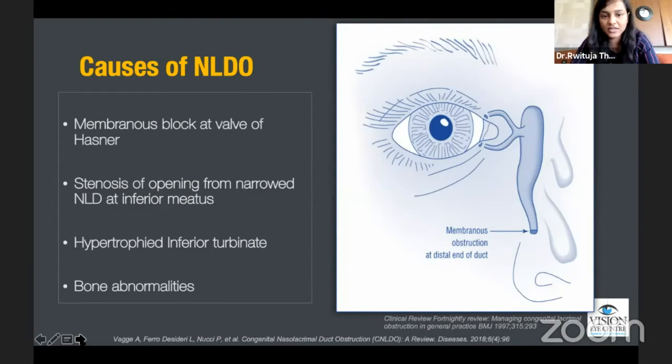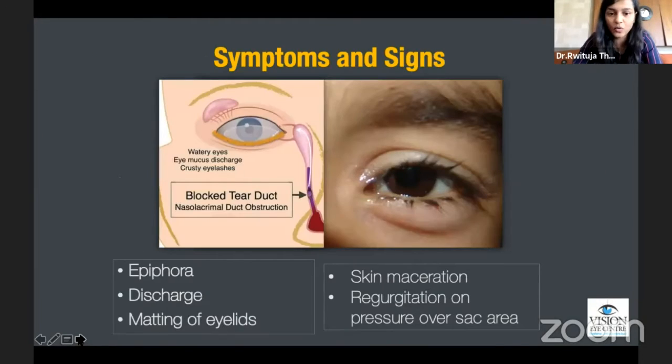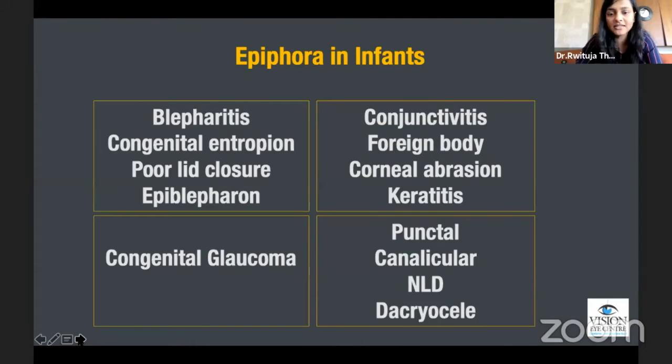So there are various causes of nasolacrimal duct obstruction in children. One is the membranous block at the valve of Hasner, which is the most common, or stenosis from a narrow NLD at the inferior meatus, or a hypertrophied inferior turbinate and bony abnormalities as they grow older. The common symptoms and signs are epiphora, discharge, matting of lashes, skin maceration, and regurgitation when they press over the sac area. Other things which need to be ruled out when children present with watering are eyelid conditions such as blepharitis, congenital entropion, epiblepharon, or conjunctivitis, foreign bodies, corneal abrasions, keratitis, rarely uveitis, and congenital glaucoma.